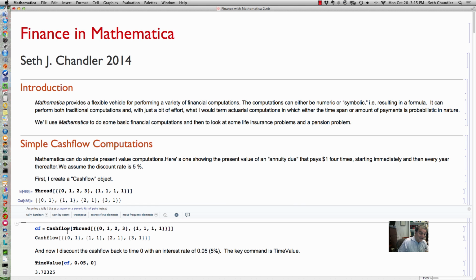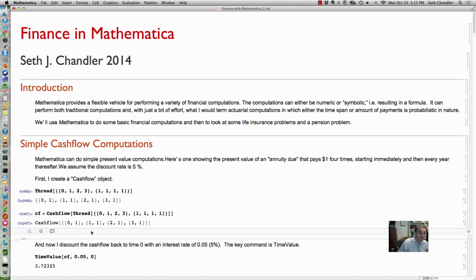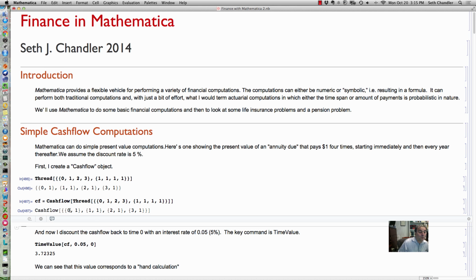And what this is saying when I now wrap a cash flow around it is this is representing a payment stream in which you get $1 every year for 4 times, at time 0, at time 1, at time 2, and time 3. The first element in each of these little lists is the time at which the payment is made. The second element is the amount of the payment. Okay? So that's the first thing you have to remember: what these arguments mean. The first element is the time. The second element is the amount. And you're just going to represent it as a nested list and wrap a cash flow around it. Okay? That's sort of the object in Mathematica with which we work.